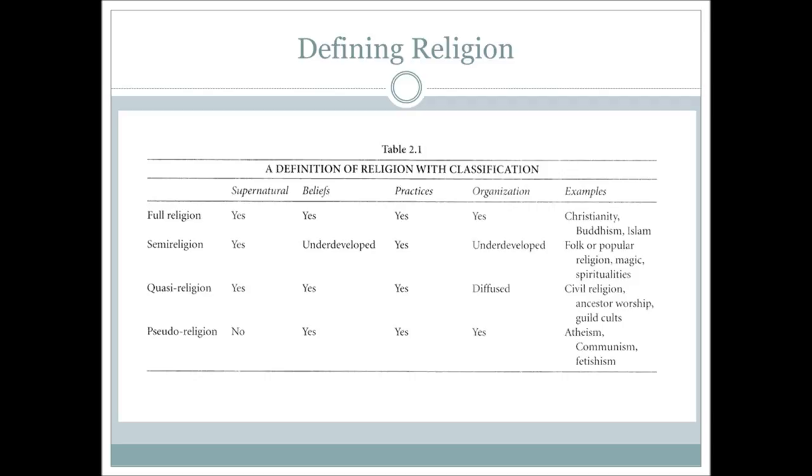So the guild cults were religious practices linked to the work that the members of the guild did. But they were small groups. Usually they were small groups, and usually local to any given city.